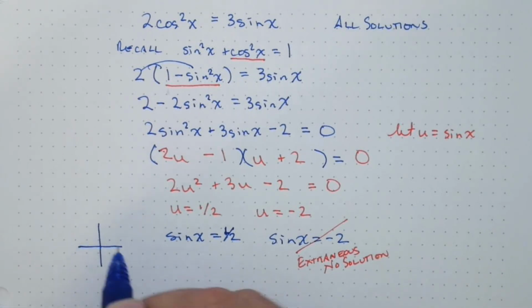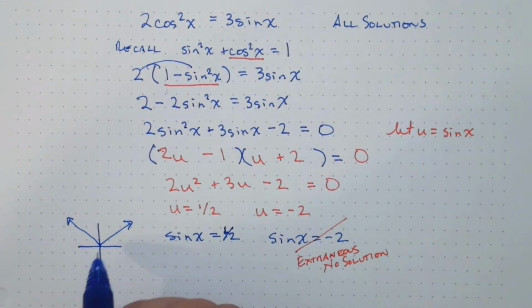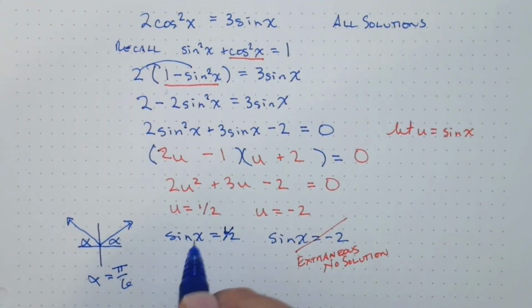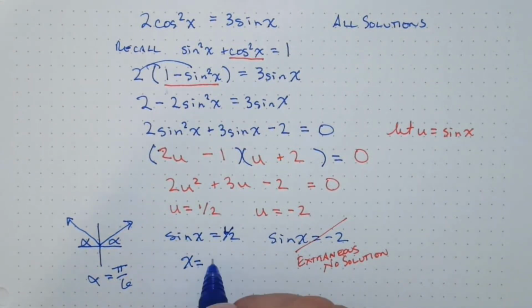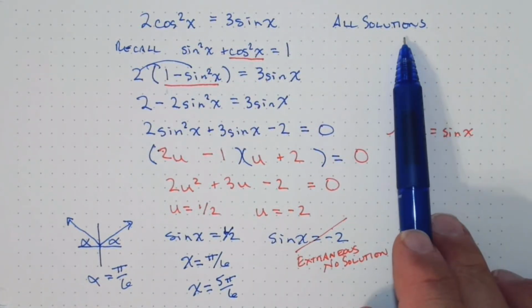Always sketch out quadrant 1 for positive sine, quadrant 2 for positive sine. Reference angle, I know that the reference angle is pi over 6, so that means that x needs to be equal to pi over 6, or x is going to be equal to 5 pi over 6. Now this does say to find all solutions.